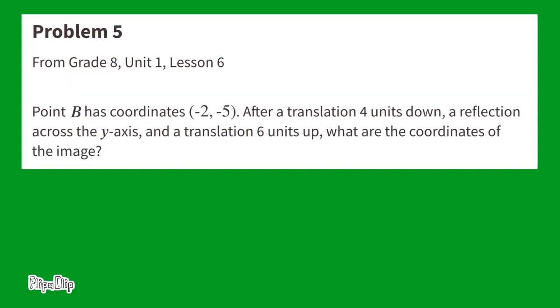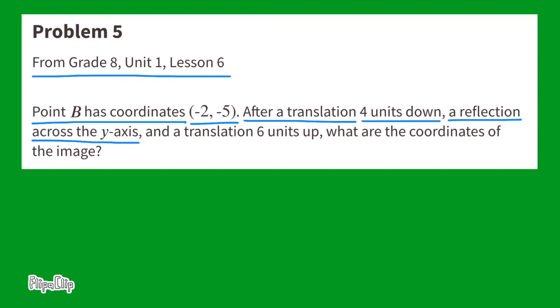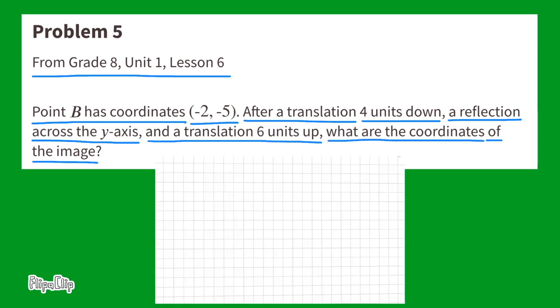Problem number 5 from 8th grade, Unit 1, Lesson 6. Point B has coordinates negative 2 and negative 5. After a translation 4 units down, a reflection across the y-axis, and a translation 6 units up, what are the coordinates of the image? I chose to use a piece of graph paper to help me keep track of all these moves.